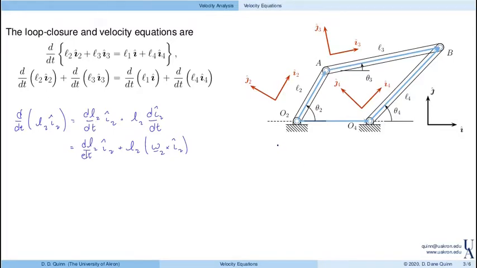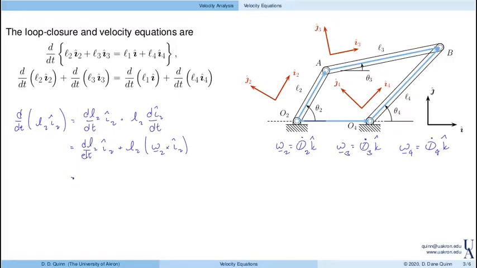Well, omega 2 is theta 2 dot in the k direction. So theta 2 dot is how fast this direction in particular spins, and it's in the plus k direction if theta 2 dot is positive. Looking at omega 3, again, theta 3 is defined positive counterclockwise. So that's theta 3 dot in the k direction. And likewise for omega 4, theta 4 dot in the k direction. If any of these were defined positive clockwise, then their angular velocities would be in the minus k direction.